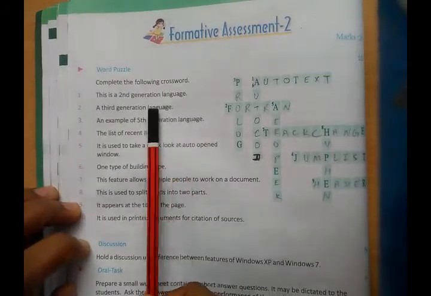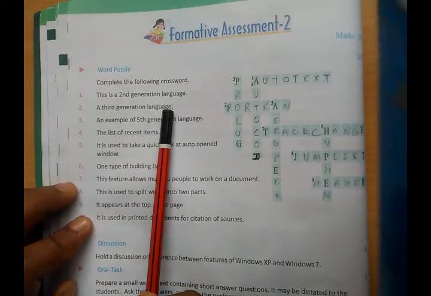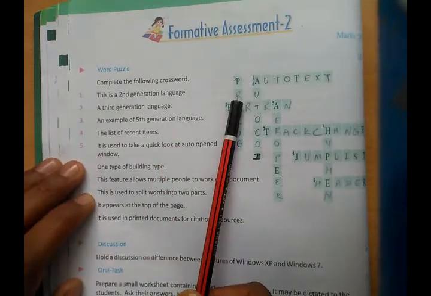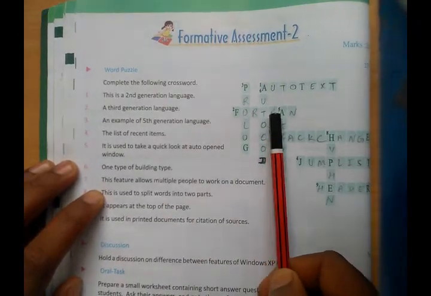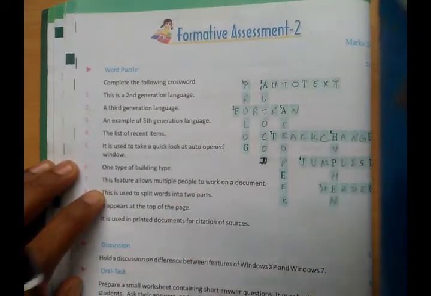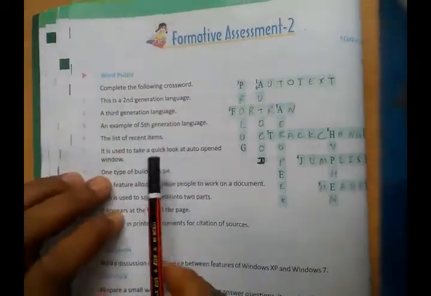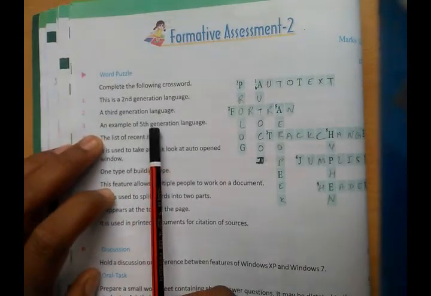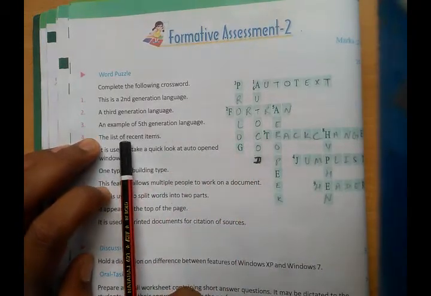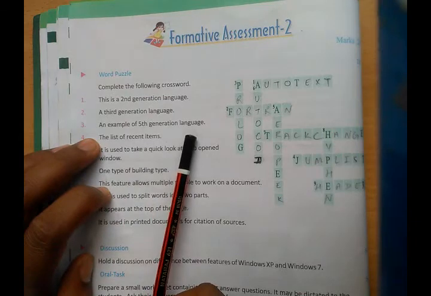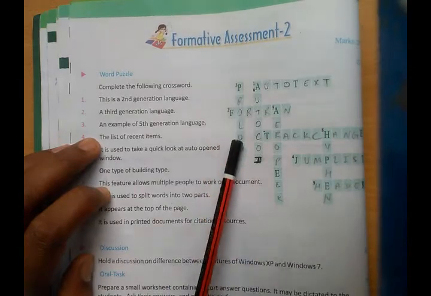Complete the following crossword. This is a second generation language. Number 1, Autocode. Next, number 2, third generation language. Fortran. Number 3, an example of fifth generation language. Prolog.